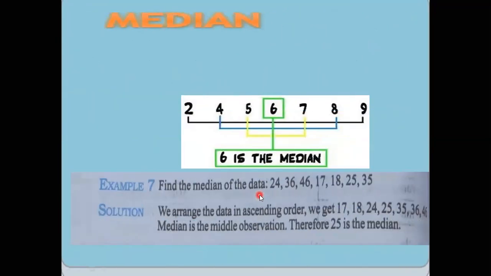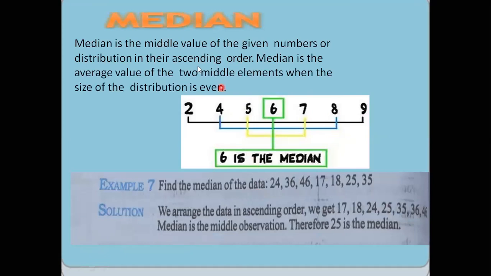Now let us see the median. What do we mean by median? This is the last one. Median is the middle value of the given numbers or distribution in their ascending order. Median is the average value of the two middle elements when the size of the distribution is even. Median simply means the middle of the given numbers. For any data, it is the number that comes in the middle.